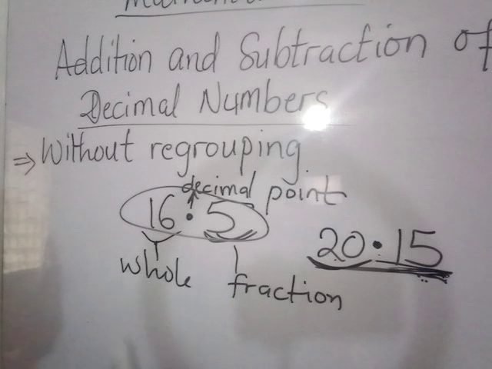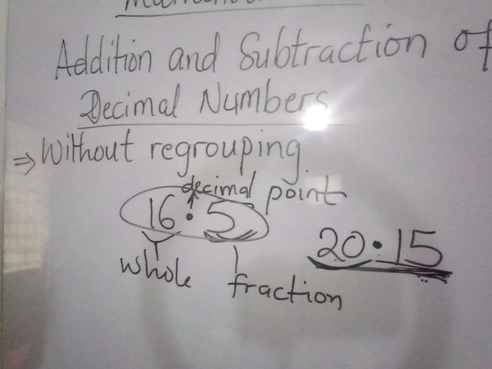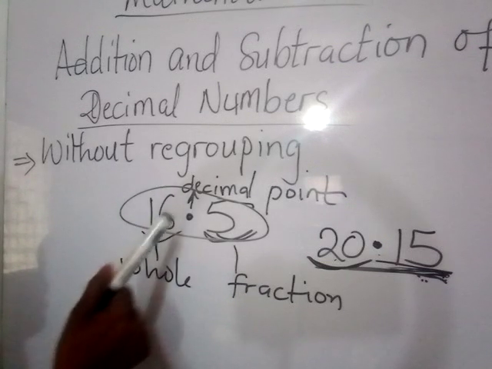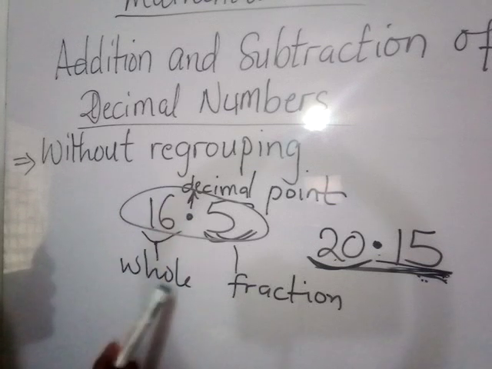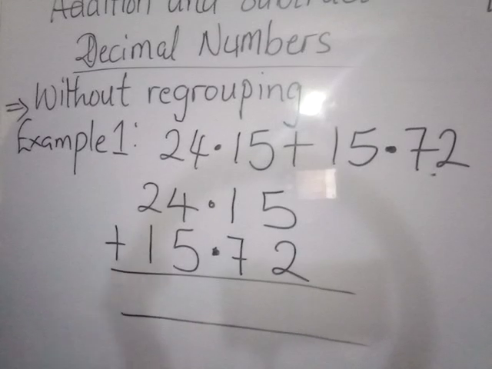The only thing you need to take note of is your point. You have to ensure that the numbers you are adding or subtracting, when you arrange them, the points always align. Because if the points do not align, then you're definitely not going to get the right answer. That's the only thing you need to be aware of, okay? Otherwise, it's simply just the normal addition and subtraction of numbers. So let's take some examples.